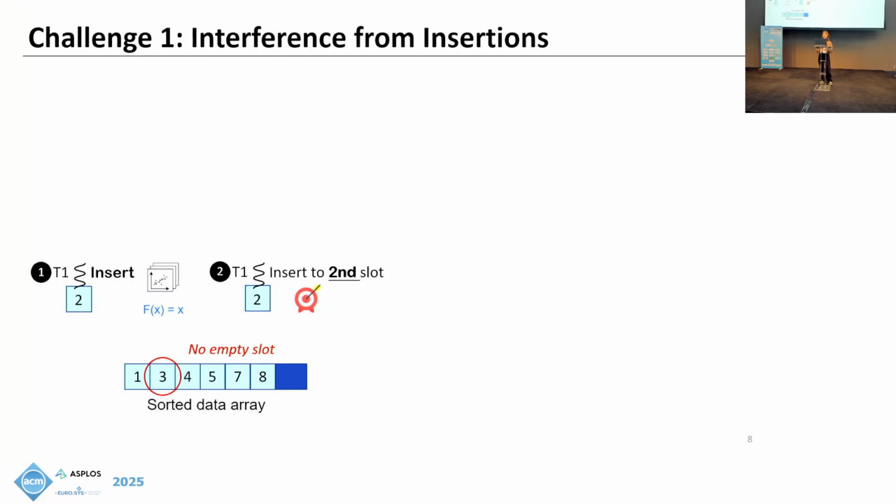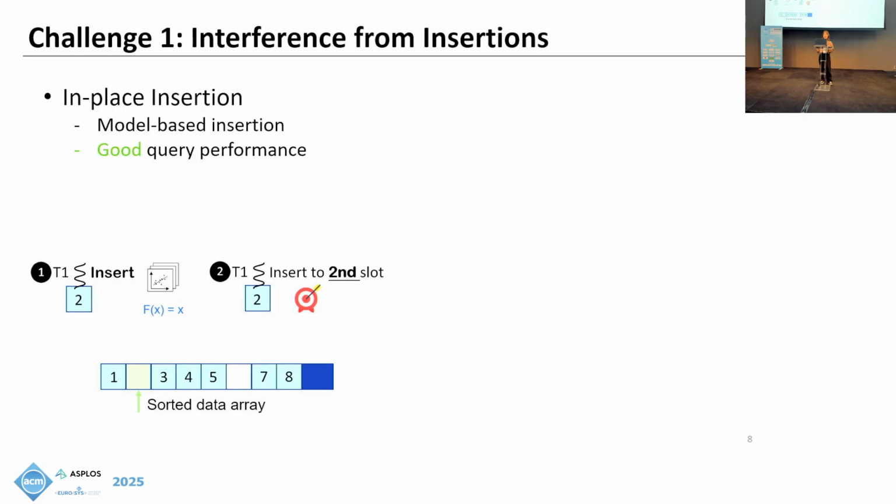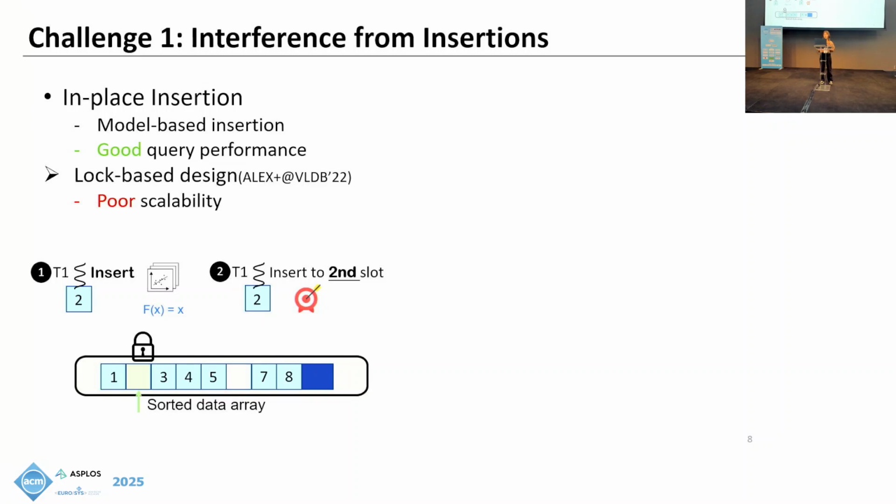There are two design choices. The first is named in-place insertion. This means that we preserve some free slots in advance, so we can insert the data into their predicted positions. In such a way, it will have good query performance because we can use existing models to find the newly inserted one. However, we need to lock the entire data node, as ALEX+ does, because we need to shift data for sorting. It uses coarse-grained locks and leads to poor scalability, so this is bad.